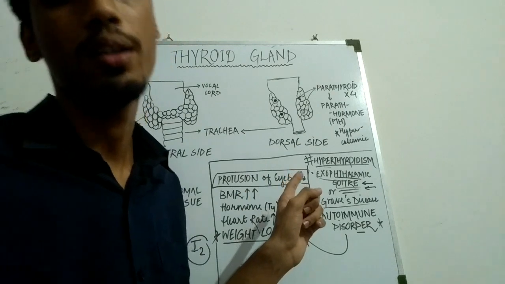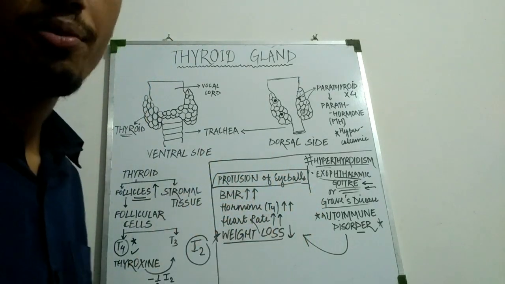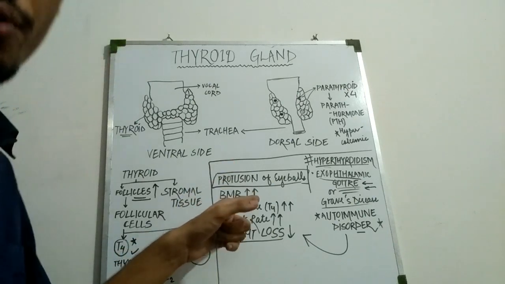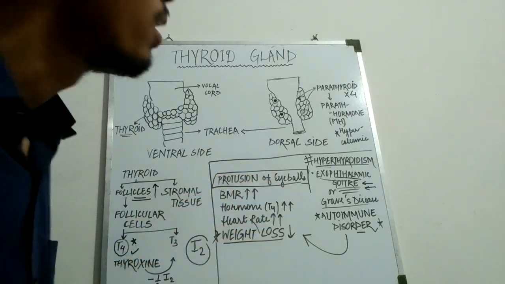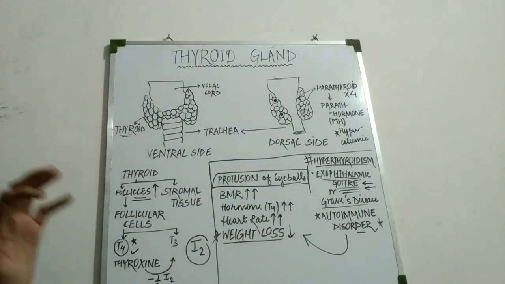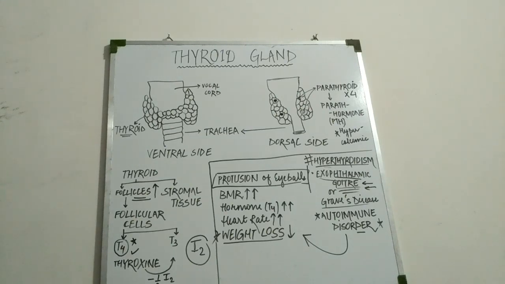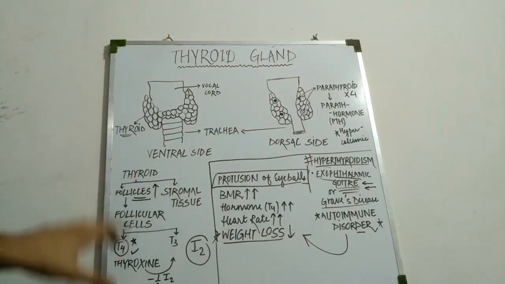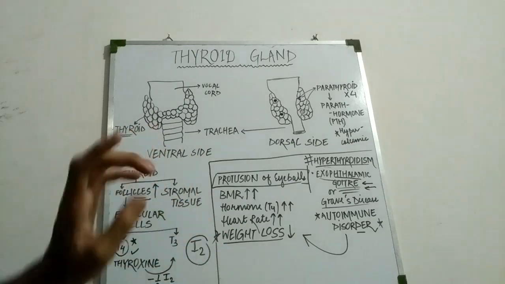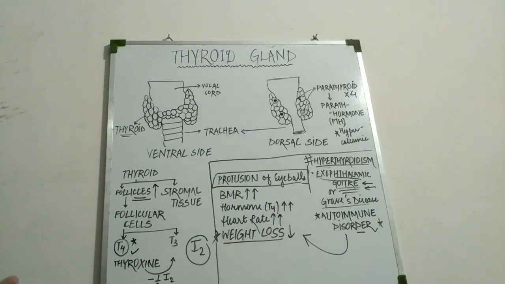Protrusion of eyeballs is very important. It's mentioned in the NCERT, just like deaf mutism and cretinism are. Weight loss, high heart rate, high hormone, and high BMR. So this was about the thyroid gland: the structure of the thyroid gland, what is situated in it, how it works, and what the hormones are. There was another cell known as the C cell or parafollicular cell, which releases thyrocalcitonin, a hypocalcemic hormone. Remember, it is a hypocalcemic hormone.